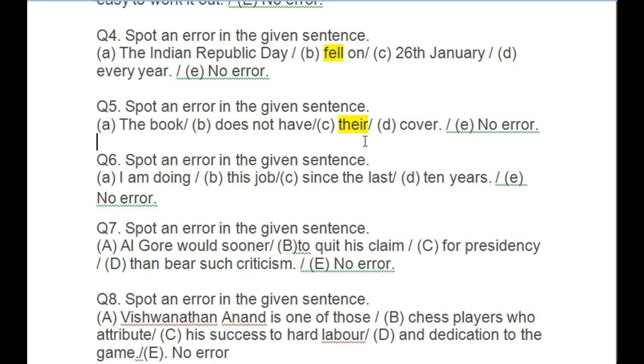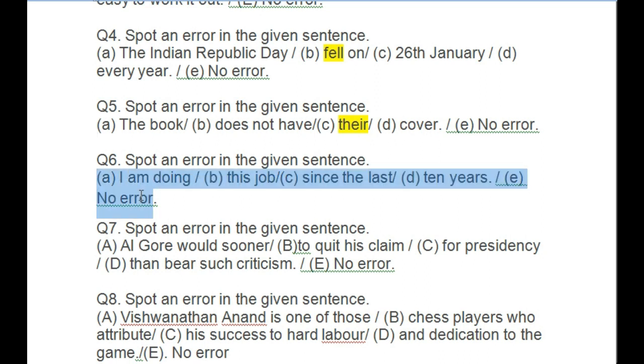Its. I have already taken a session on pronouns, and you know those cases: subjective case, objective case, possessive case, and reflexive case, like he, him, his, and himself. So it, its, and itself. Correct. Okay. Next is question number 6.